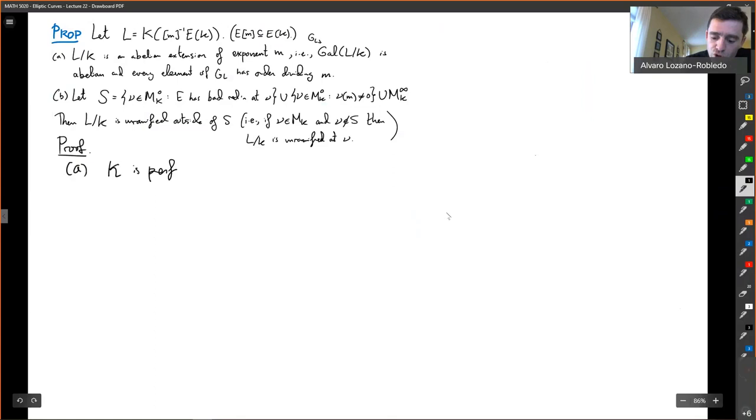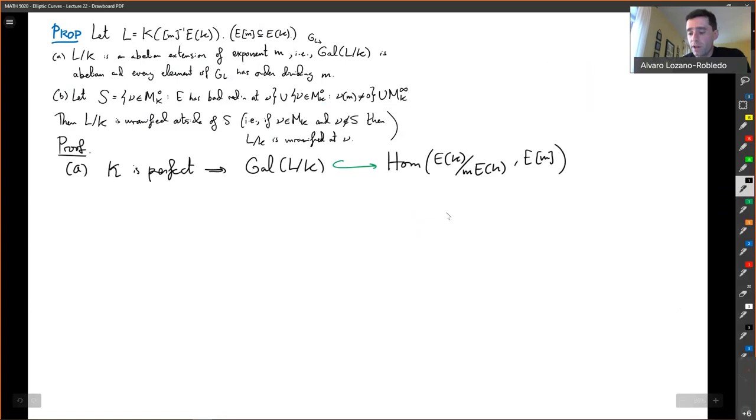It tells me that the Galois group of L over K actually injects into the Homs from EK modulo MEK to the M torsion, such that sigma goes into kappa dot sigma. But look at this. This is abelian, and this is abelian, and they're both of exponent M.